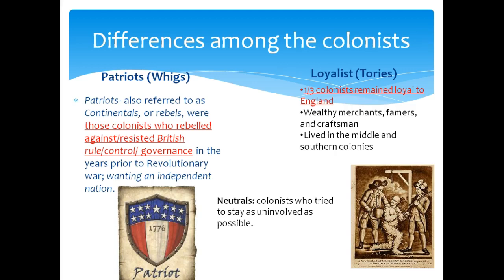And that is it for today. You are going to want this information specifically for the assignment that you are going to do, where you are going to have to identify a variety of individuals and whether or not they were a patriot, a neutral, or a loyalist. All right.